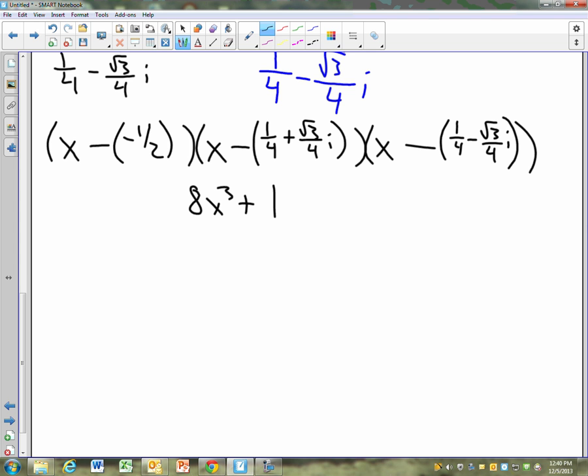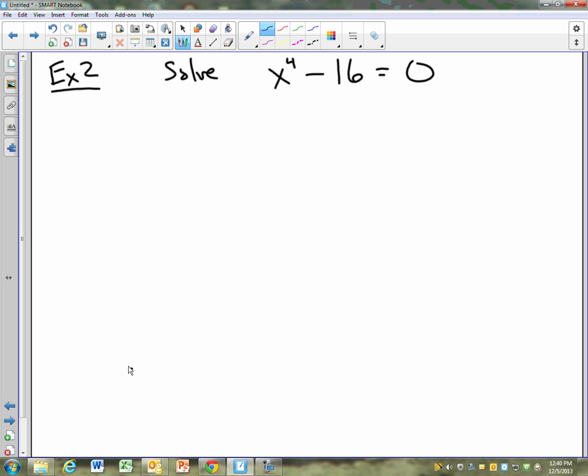That was a pretty involved problem. You want to see an easier one? Let's see an easier one that we can wrap our learning around. Let's do example 2, x to the 4th minus 16.